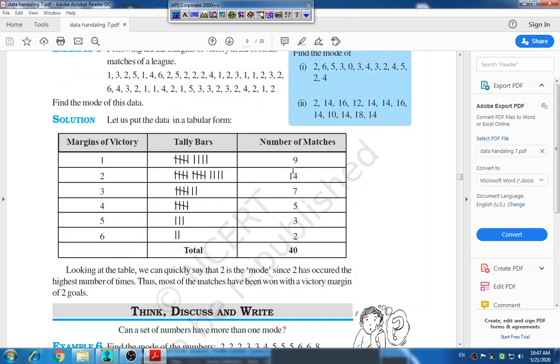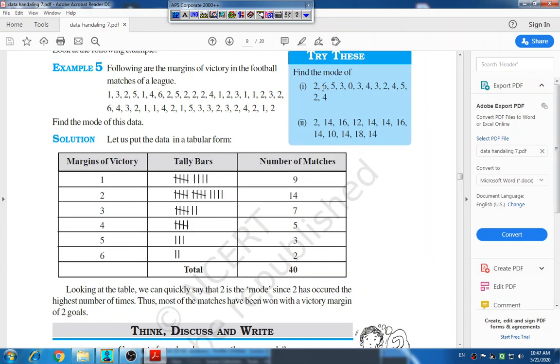Okay. Now look here, find the mode. Here they give us a set of numbers: 2, 6, 5, 3, 0, 3, 4, 3, 2, 4, 5, 2, 4. Now look at how we can find the mode orally. Here 2 occurs 3 times: 1, 2 and 3. 6 occurs only 1 time. And 5 occurs only 2 times.